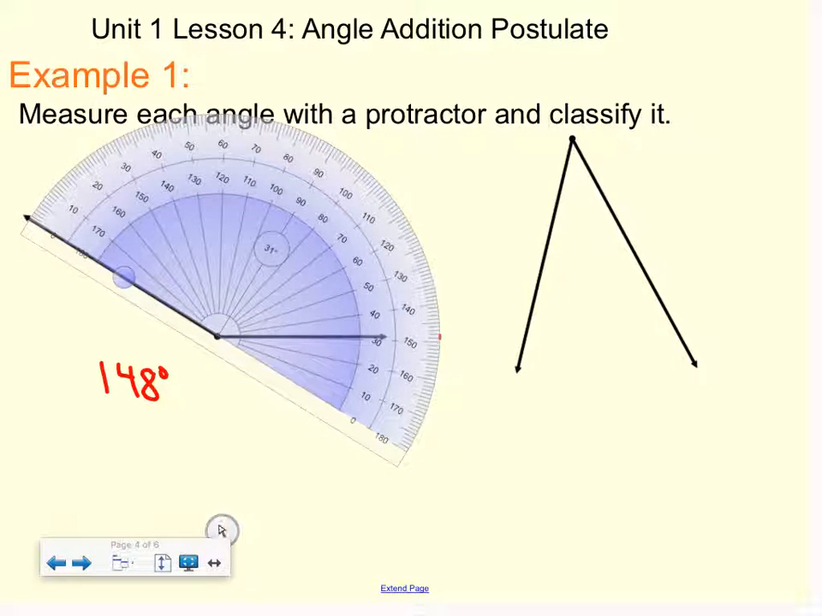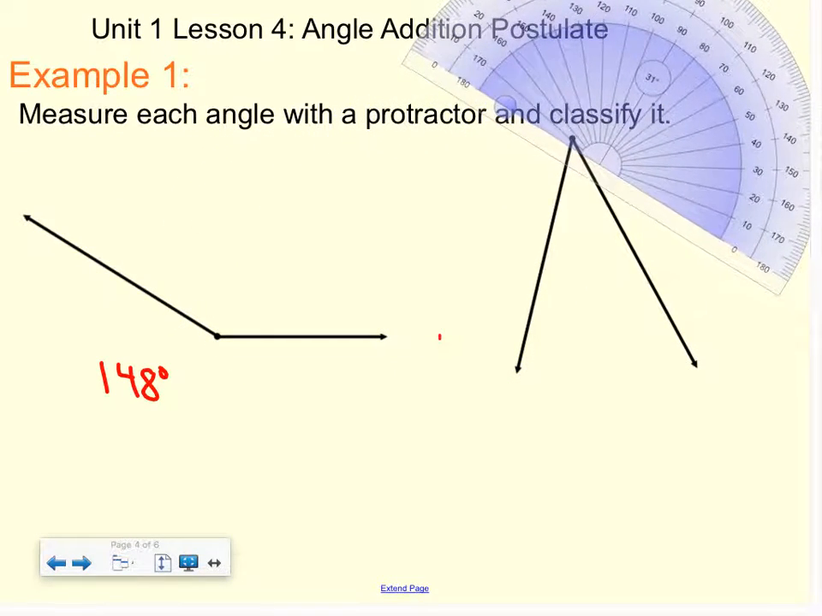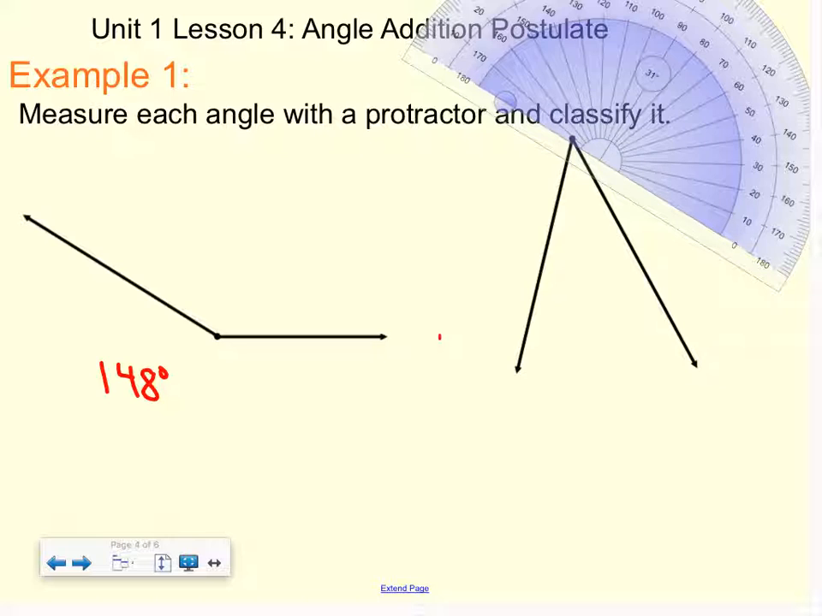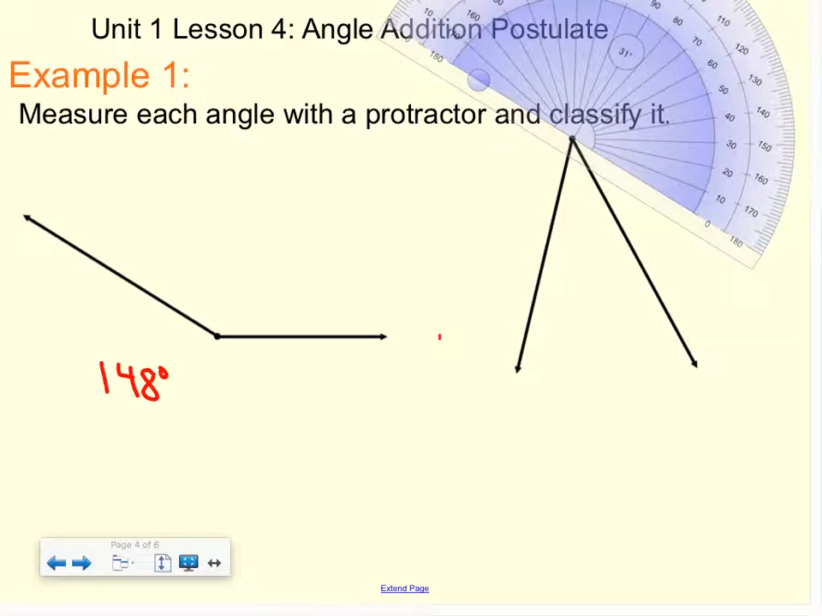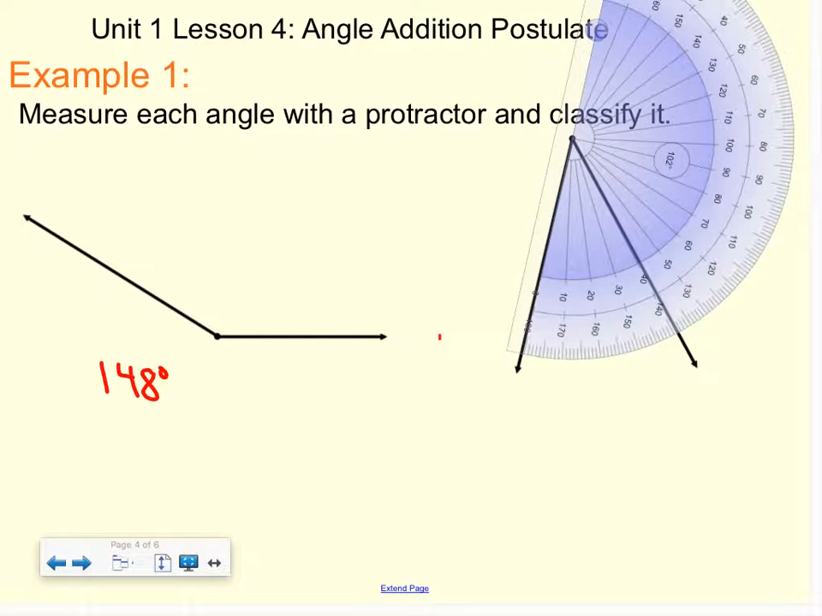All right, let's take a look at this one. Again, we're going to move this on over. We need to put our spot on the vertex, and then we're going to have to rotate it so that we've got one of those bases right on one of the rays. Now this one is clearly acute, so I'm going to take the smaller of the two angles, and it looks like this one is right here on 40, so this one is 40 degrees. Alright, so that's measuring angles with a protractor.